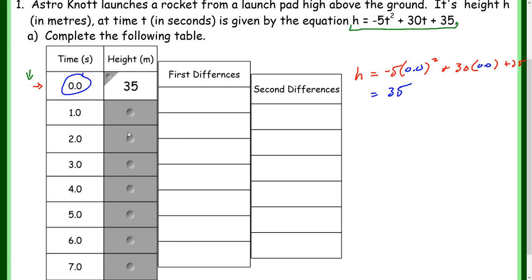So I want you guys to take a second, and I want you to calculate all of these values, and then calculate your first differences and your second differences. Okay, so pause the video and do that for me.